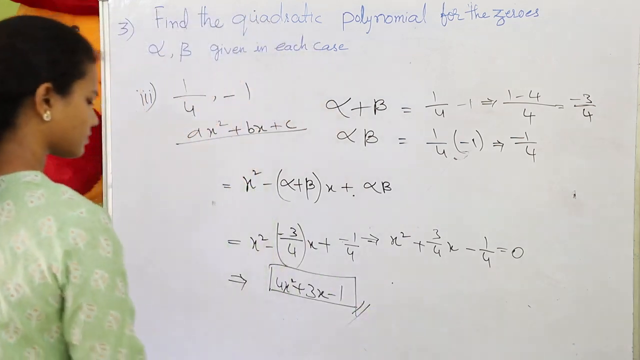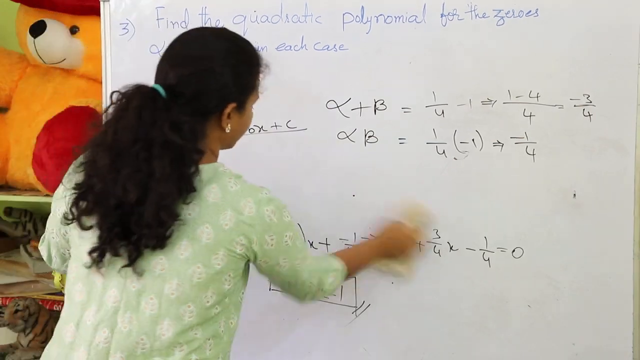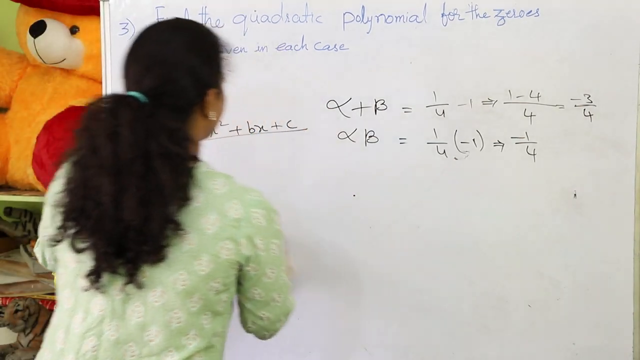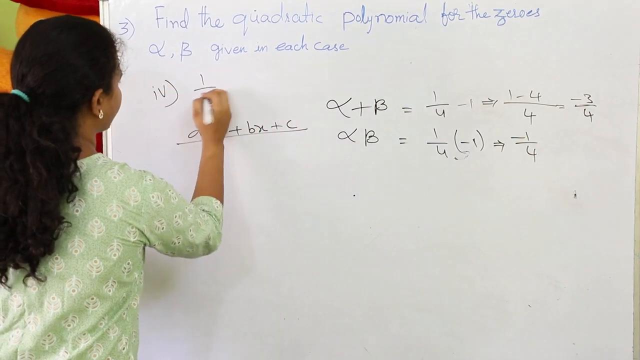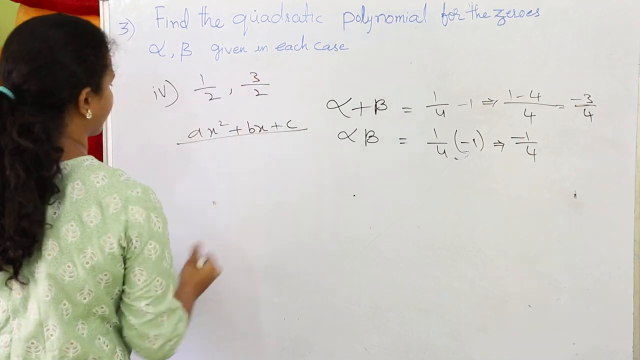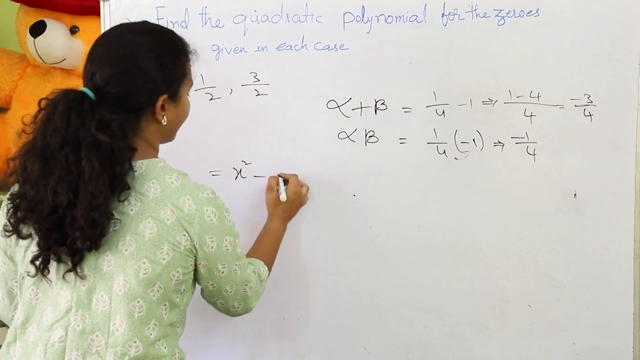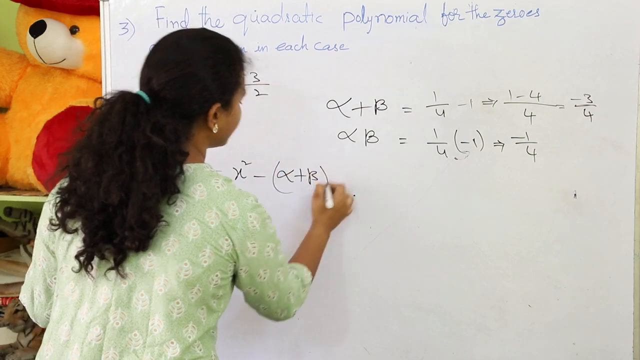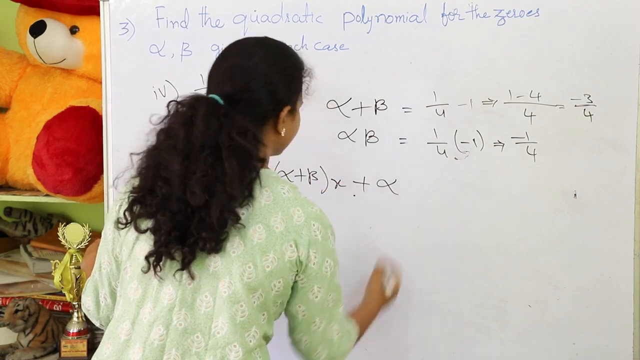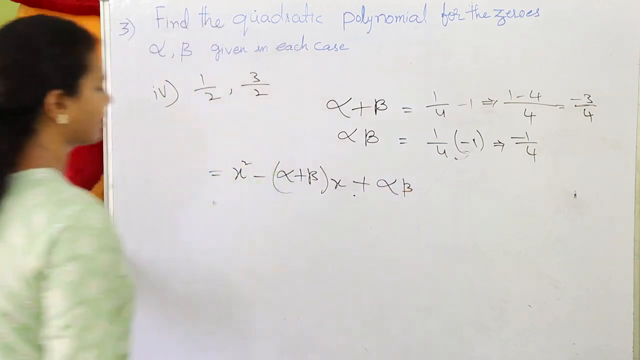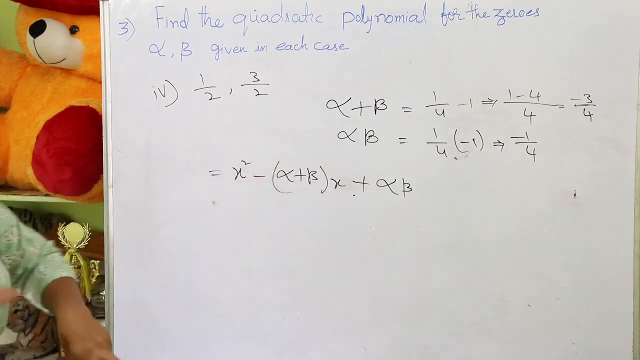Yeah, the last one. 1 by 2 comma 3 by 2. So here our formula is what? X square minus alpha plus beta into x plus alpha into beta. Okay, x square minus alpha plus beta into x plus alpha into beta. So this is the given formula.